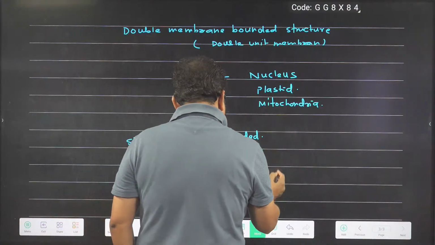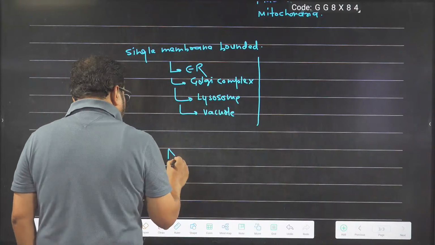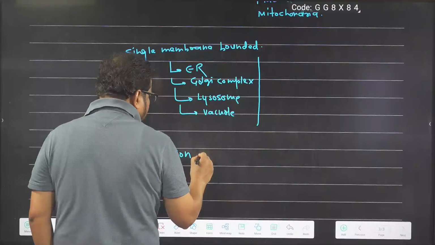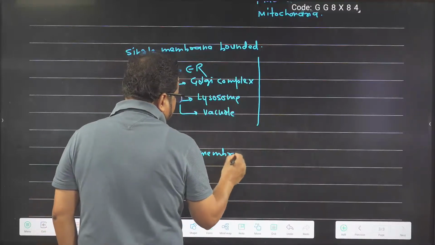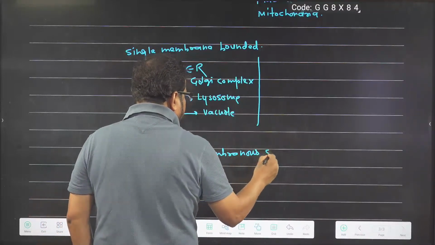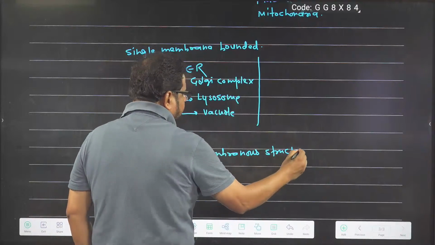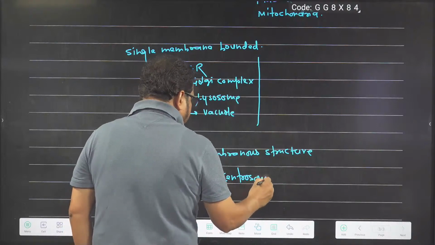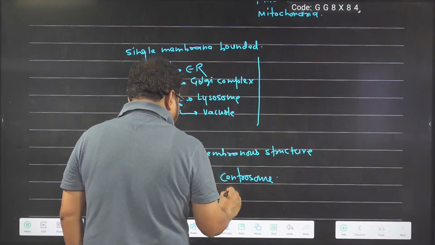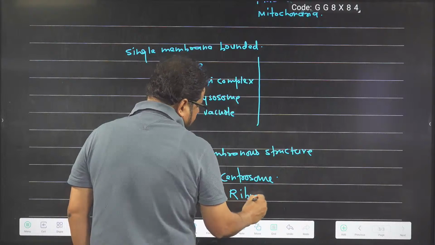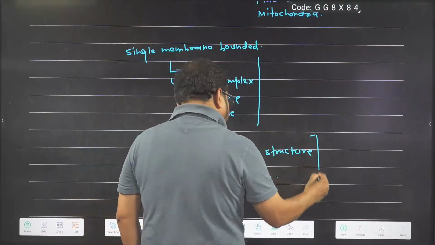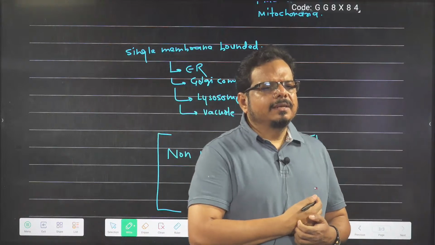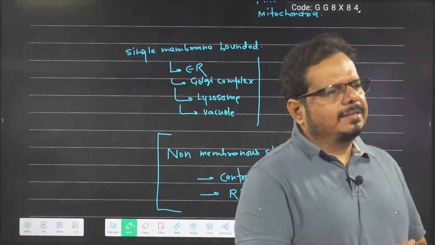Now I am telling non-membrane bounded structures. None means no membrane, non-membranous structure. Centrosome. Other example is ribosome. Got the idea? You got a picture of who is double membrane bounded, who is single membrane bounded, who is non-membrane bounded cell organelle. Picture came in your mind.